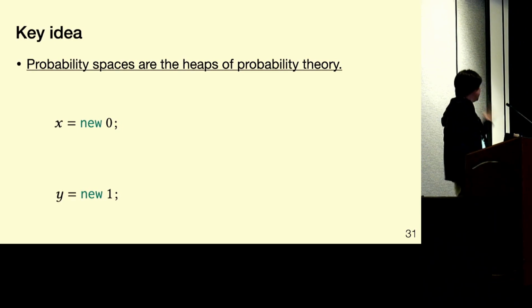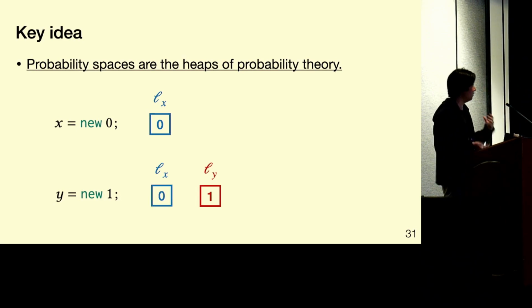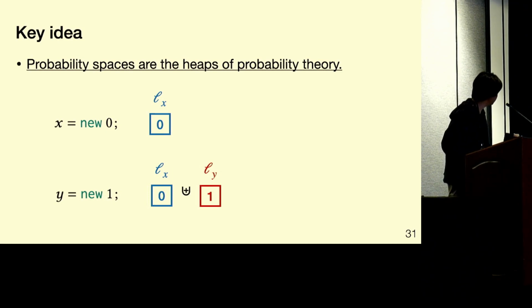So we all know how this works. You run new 0, you get back a heap chunk with 0 in it. You run new 1, you get back a heap chunk with 1 in it. And now because of how allocation works, every time you allocate something, you get a fresh thing. The heap at the end is going to be a disjoint union of the blue heap and the red heap.